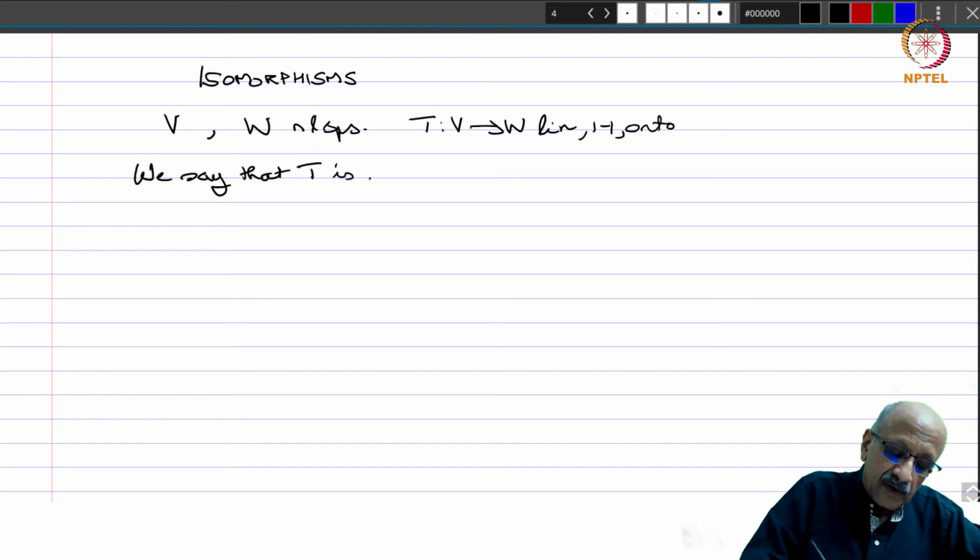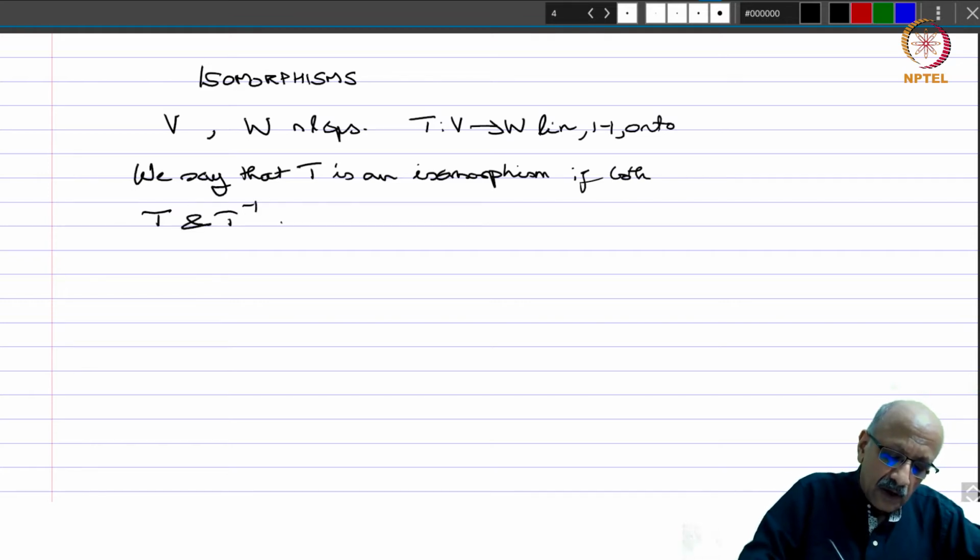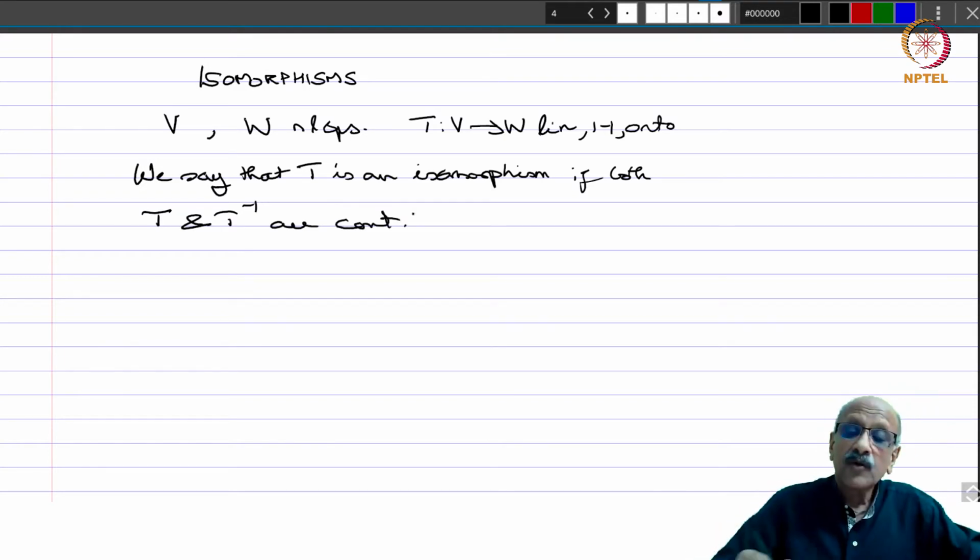T is an isomorphism if both T and T inverse are continuous. So whenever we talk of isomorphism in the context of normed linear spaces, we mean a 1-1, onto linear map which is continuous and the inverse is also continuous.